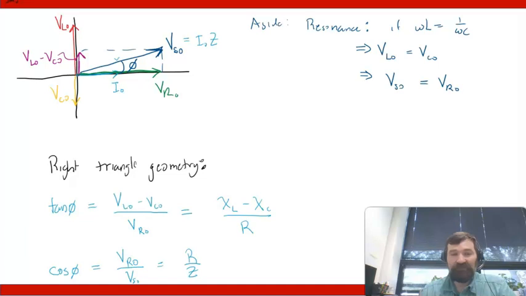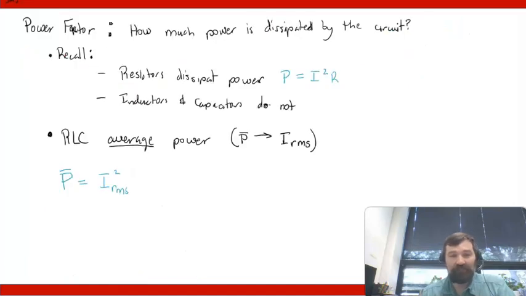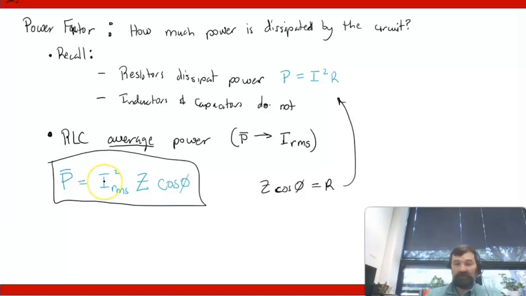Looking at this phase angle, if I want to get R isolated from Z, R is Z times cosine phi. So this ends up looking like I_RMS squared times Z times cosine phi. And that duplicates for me the other equation that I had before with DC power and an ohmic resistor only.